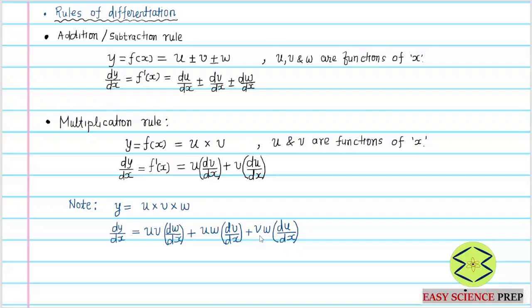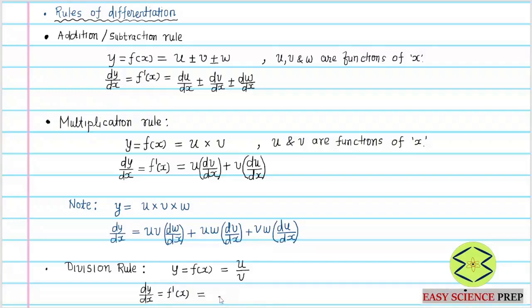Now, the third rule is called the division rule, which is interesting, or the quotient rule, as it is also called. If we have y, which is a function of x, as the quotient or ratio of two functions u and v, then what is the differentiation of y? So differentiation of y with respect to x, or f dash of x, is something like this.